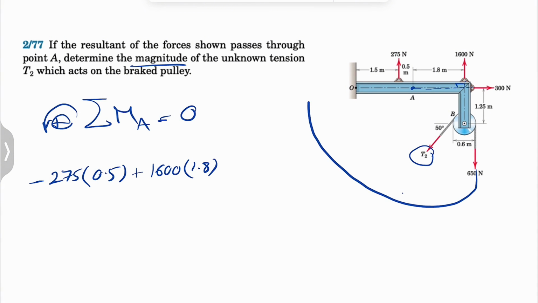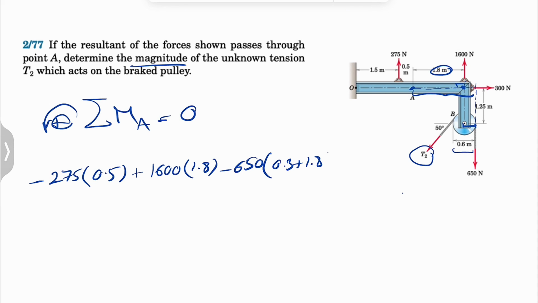So let's move on to 650. You can see the moment of 650 is clockwise, so negative 650 times the distance. This is the line of action, and we're interested in this distance. We have from here to point A, 1, and we have the diameter of the pulley, 0.6. We need just this distance, which is basically the radius, so half of 0.6, 0.3, plus 1.8.